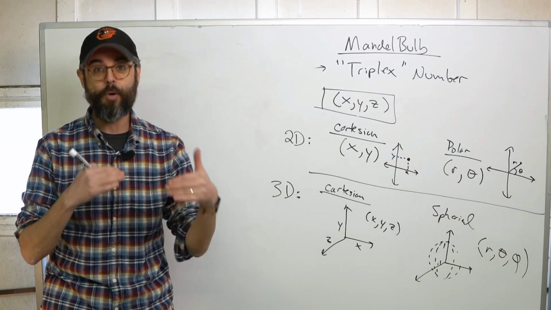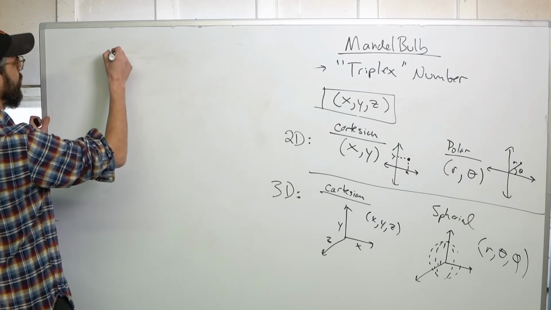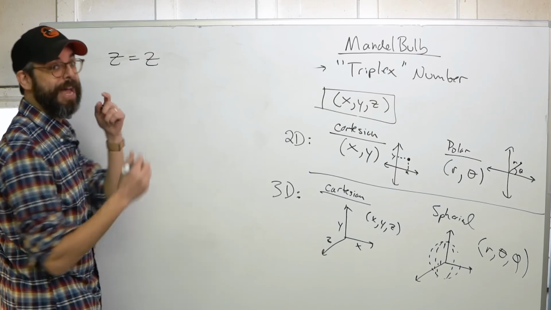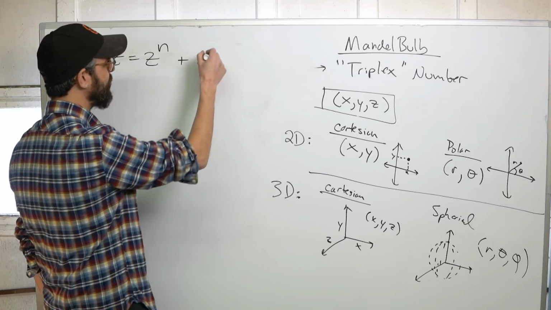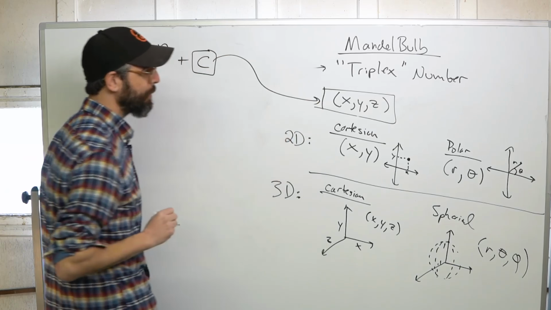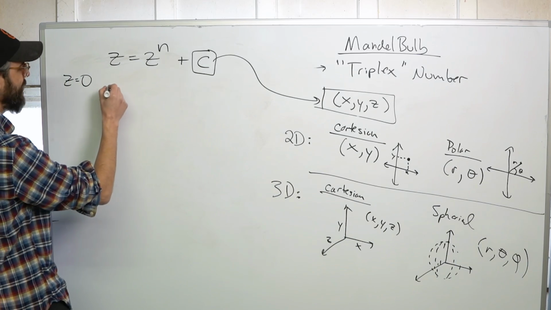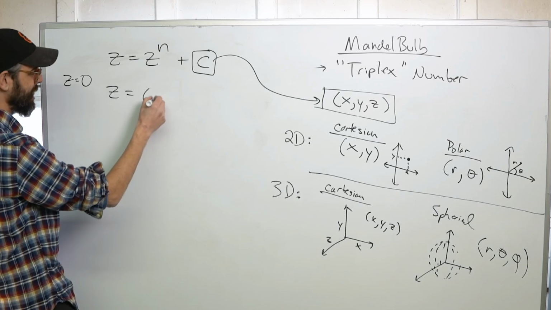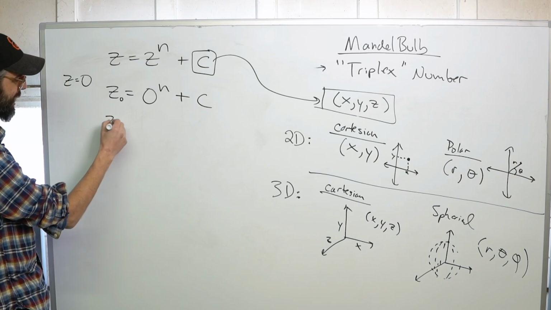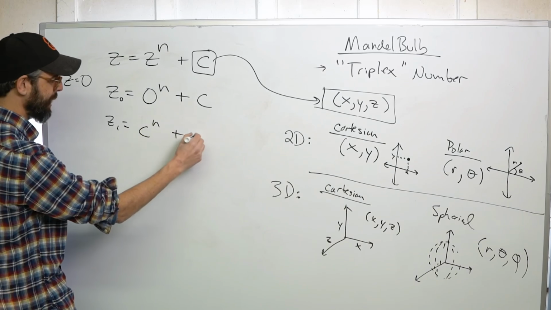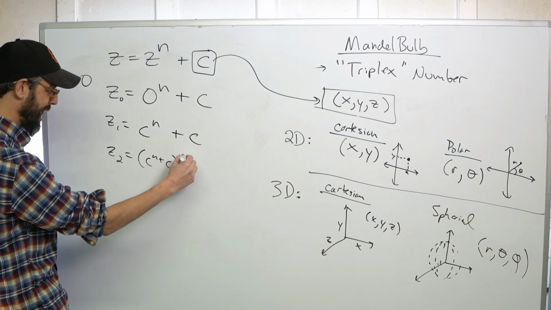Remember, the iterative formula that I'm using for both the Mandelbrot set and the Mandelbulb is as follows. z equals z to the n plus c. Now with Mandelbrot it's z squared, but a more generic form would be z to the n plus c. And now c is a triplex number. So if z equals 0 to start, the next z is 0 to the n plus c, which is just c. And then the next z is c to the n plus c. And the next z is c to the n plus c to the n plus c.